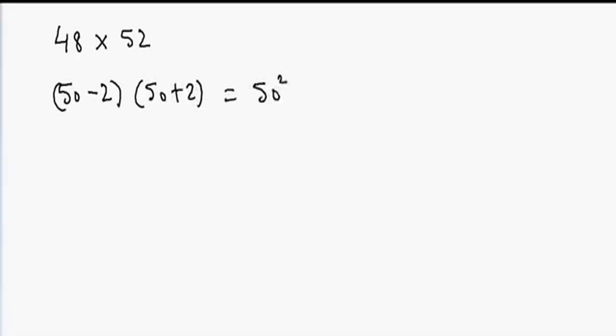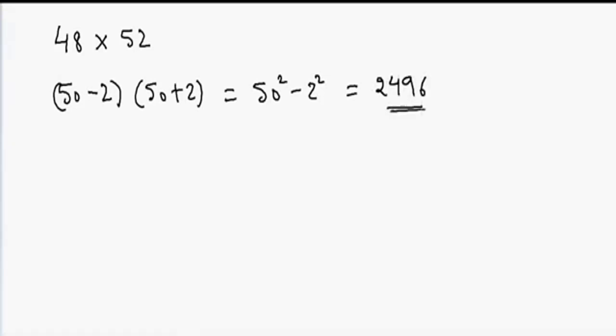For example, suppose I have to multiply 48 and 52, so how will I do that? If you look at it carefully, these numbers are symmetrical around 50. So this can be written as 50 minus 2 and 50 plus 2. So that will be equal to 50 square minus 2 square.